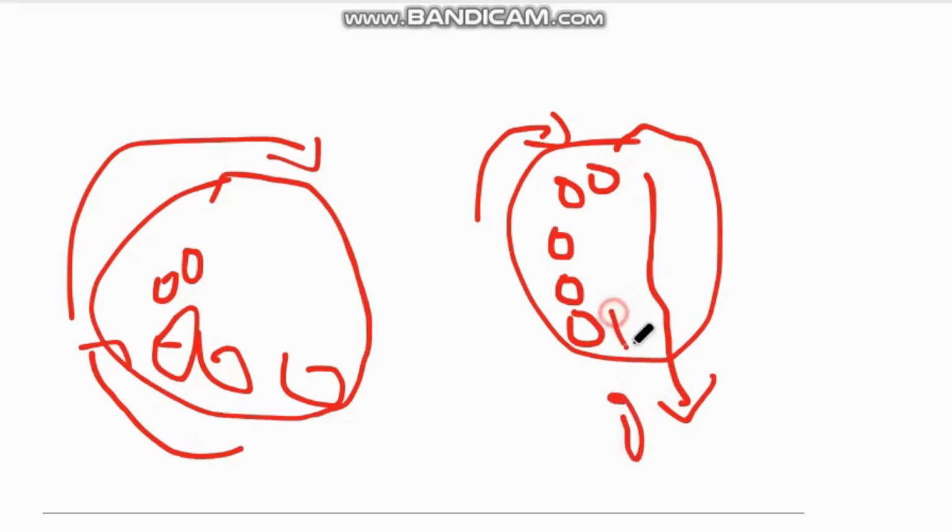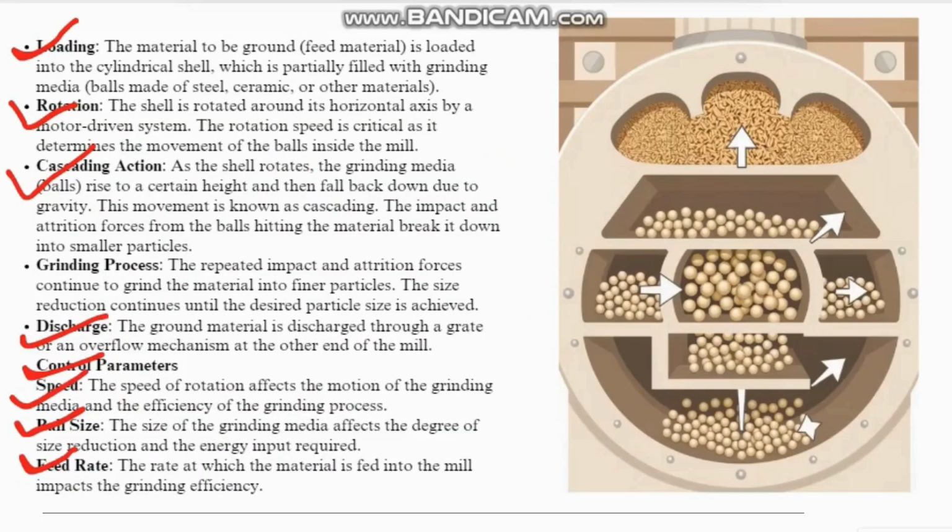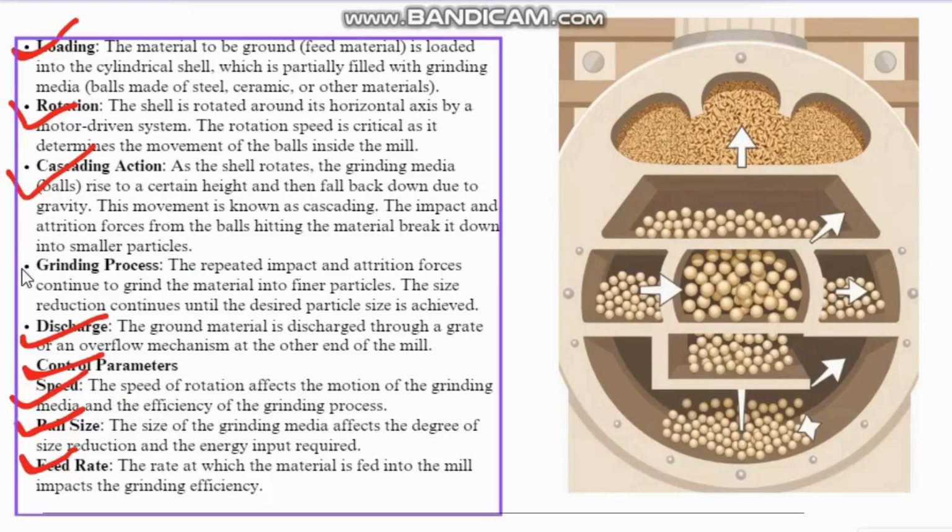Due to gravity, this type of action, lifting up of the stainless steel balls and coming back downwards towards the bottom level, this type of action of the stainless steel balls is called cascade action. And the next one is the grinding process.